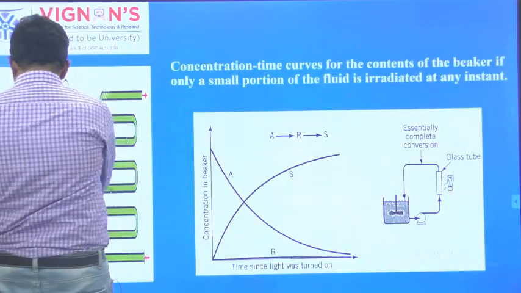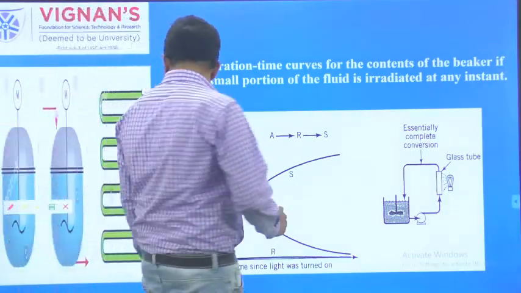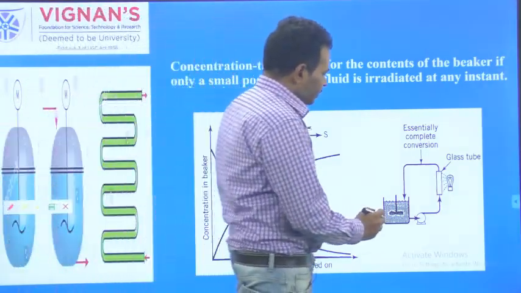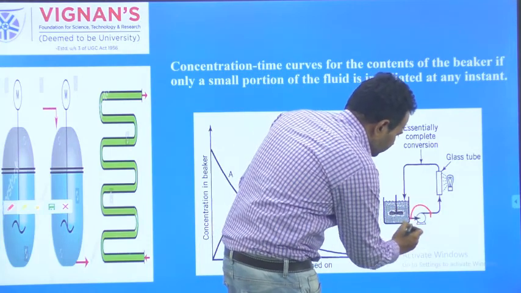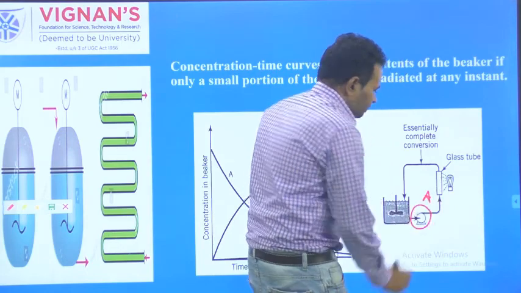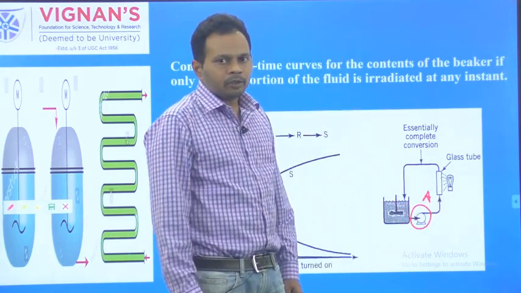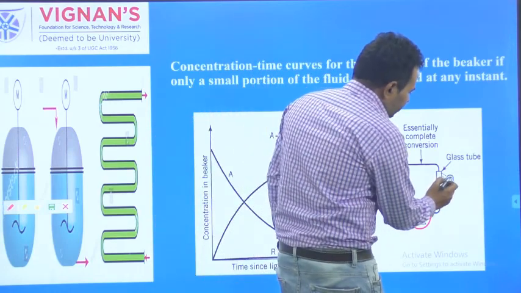and the second way, the second case, is from the beaker, with the help of the centrifugal pump, remove a small portion of the A. With the help of the centrifugal pump, remove a small portion of A and pass this A into the glass tube. At this point, pass the radiation.